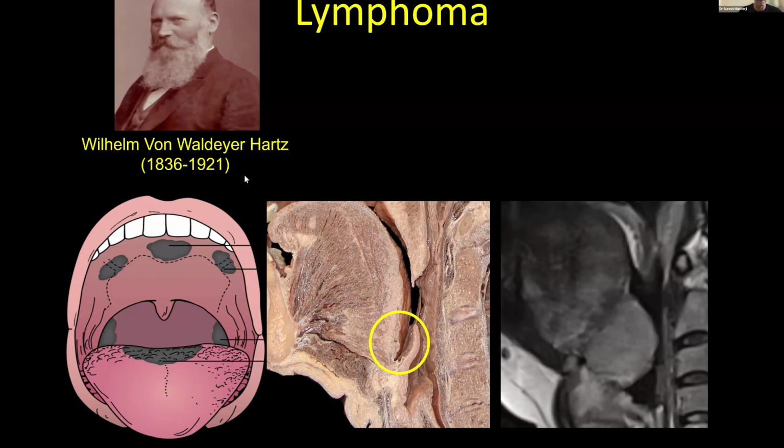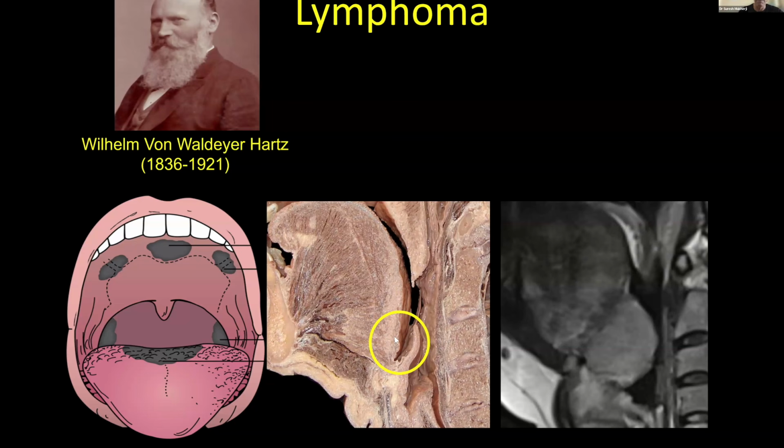So you guys probably know I have a penchant for the history of radiology and the history of medicine. Well, Waldeyer-Hartz was the first one that described lymphoid tissue involving the lingual tonsil, involving the palatine tonsil, and then also this adenoidal tissue involving the nasopharynx. So when you look in someone's mouth, this ring of lymphoid tissue is what we lovingly refer to as Waldeyer's ring.